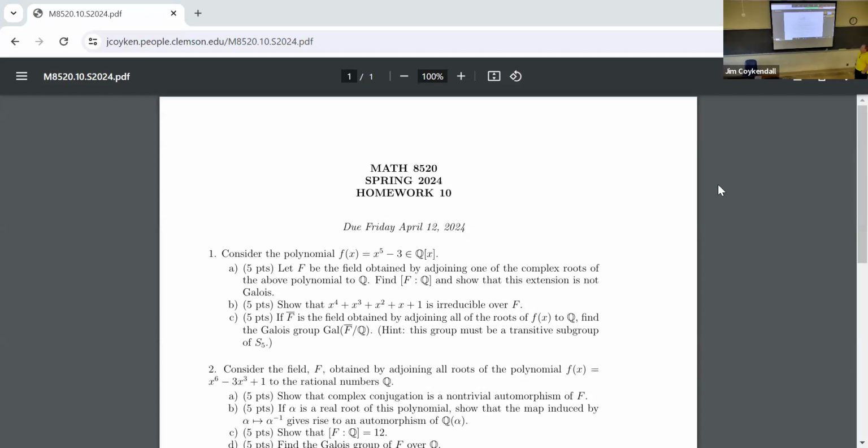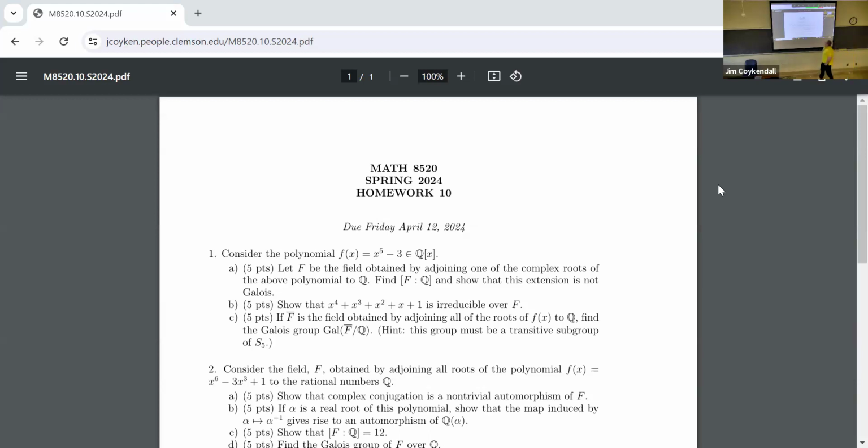First, we consider the polynomial x to the fifth minus 3. Let F be the field obtained by adjoining one of the complex roots, and by complex, remember, that also includes reals. Any real number is complex. Of the above polynomial to Q. So I don't care which one you use. Find the degree of F over Q and show that this extension is not Galois.